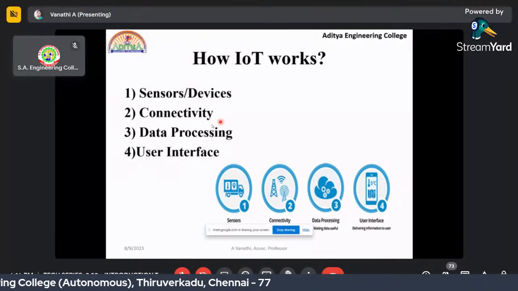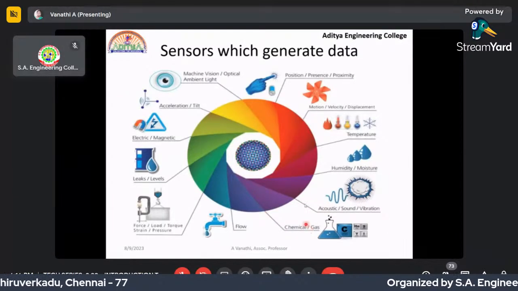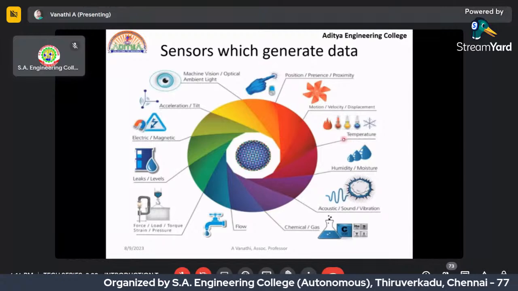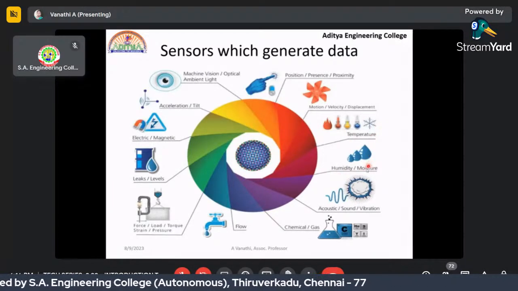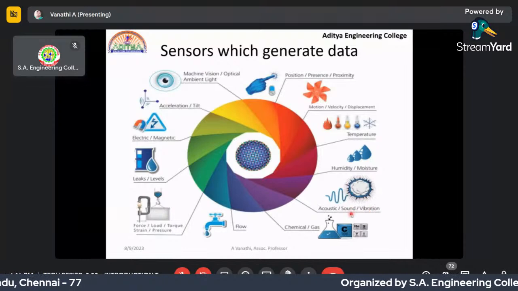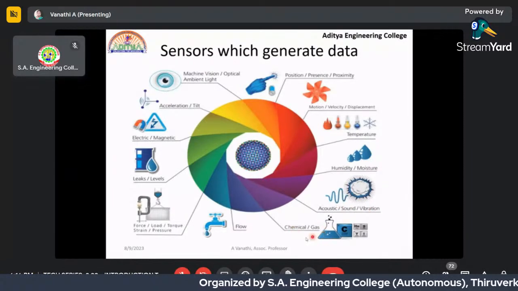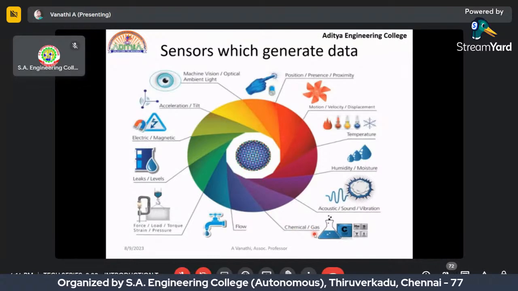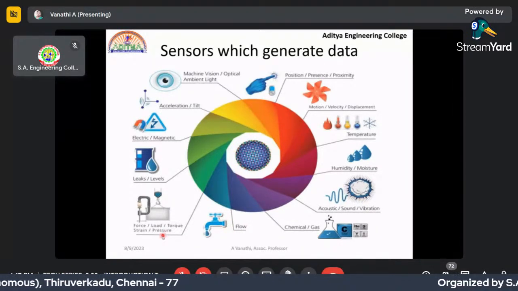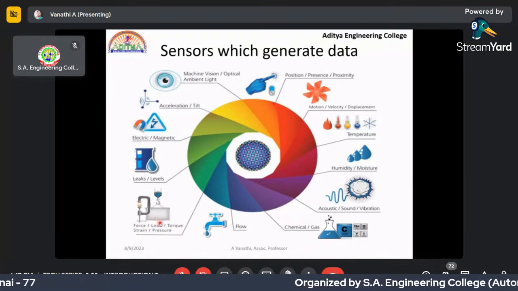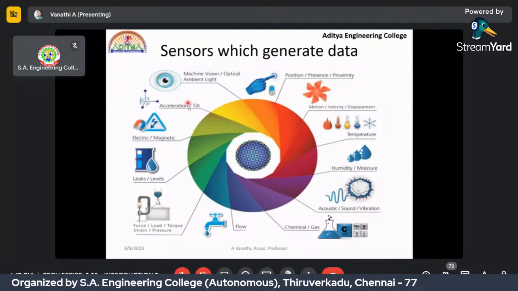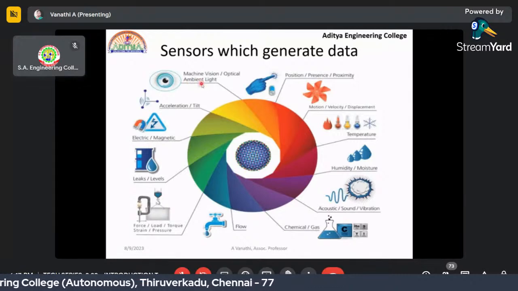Next, you can see some glimpses here. We have a position sensor, a motion sensor, and a temperature sensor to sense the temperature. And we have a humidity sensor, which is used to sense the moisture level in the outside world. We also use sound or vibration sensors, and gas sensors to identify any leakage of gas. We can also use sensors to identify the flow of water, and some sensors to measure load or pressure. We have magnetic or electrical sensors, acceleration sensors, and optical ambient light sensors also.